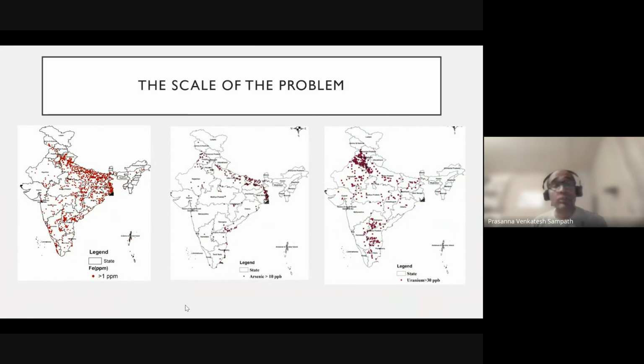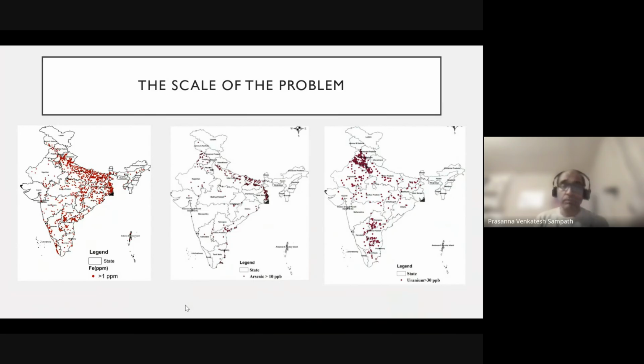Then we have iron concentrations greater than 1 ppm being displayed here. And again, you see that iron is not present in certain parts, but there are other regions where you have very high values of iron. And it seems like the Indo-Gangetic Plain, which goes all through UP, Bihar, a little bit of Jharkhand and West Bengal, you seem to have these very high concentrations of iron.